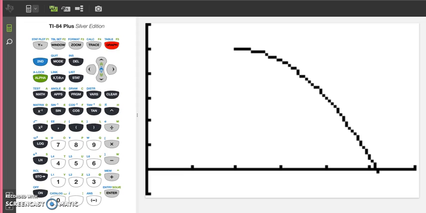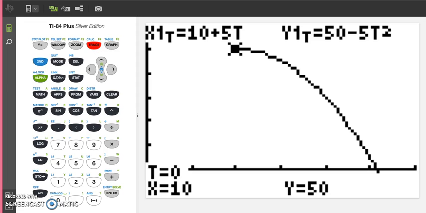I want you to try out something else now. I want you to find your trace button. It's right next to graph up there. And if you push your trace button, as you push your arrows right or left, you'll see on the bottom of the screen you're getting all 3 of your values showing up. You get your time, you get your horizontal distance, and you get your Y position, your height.